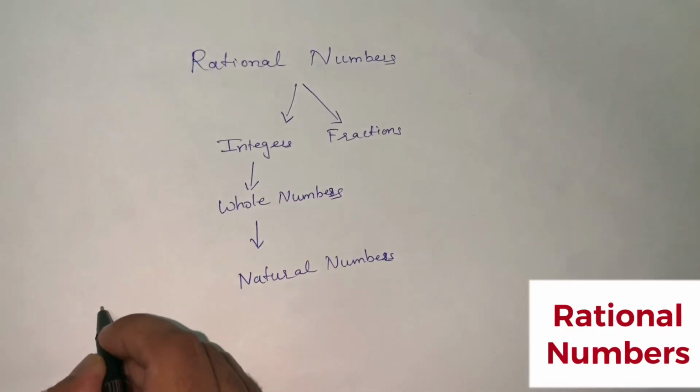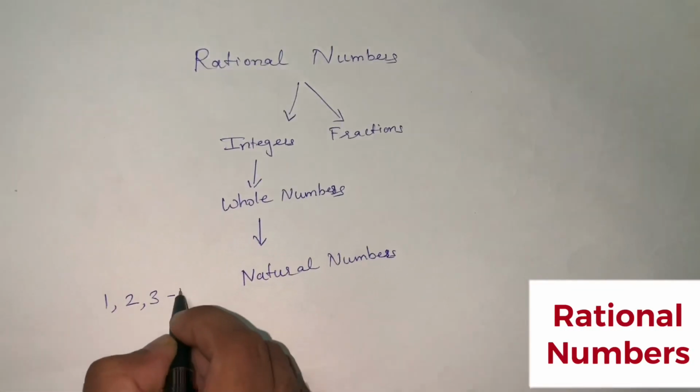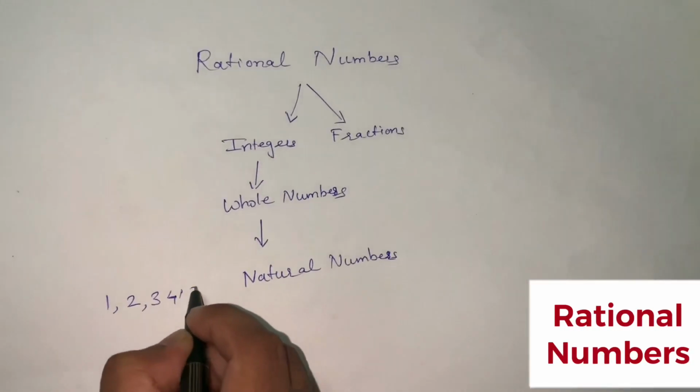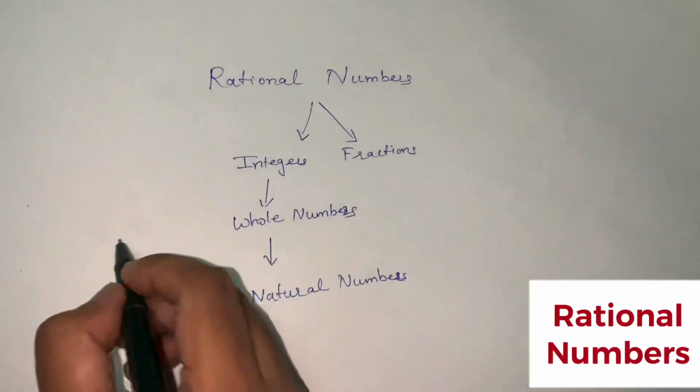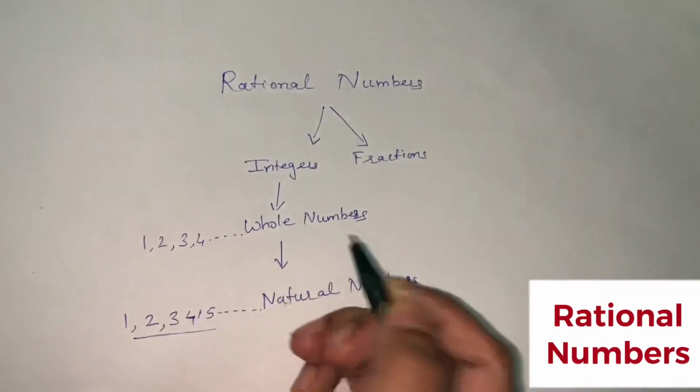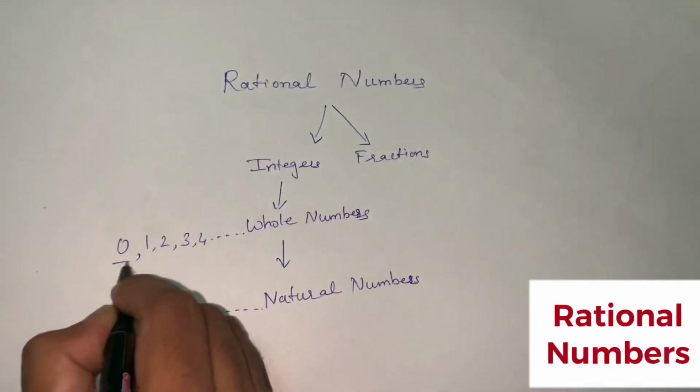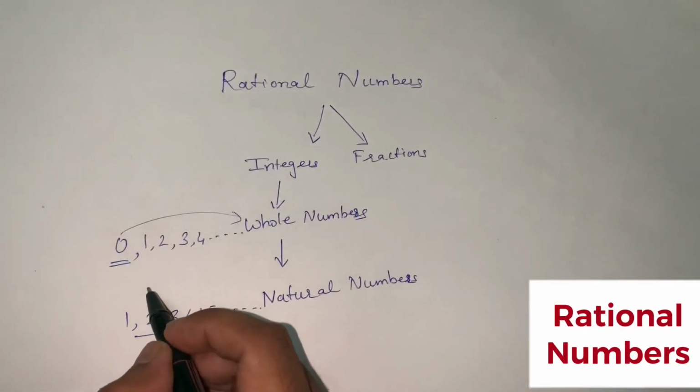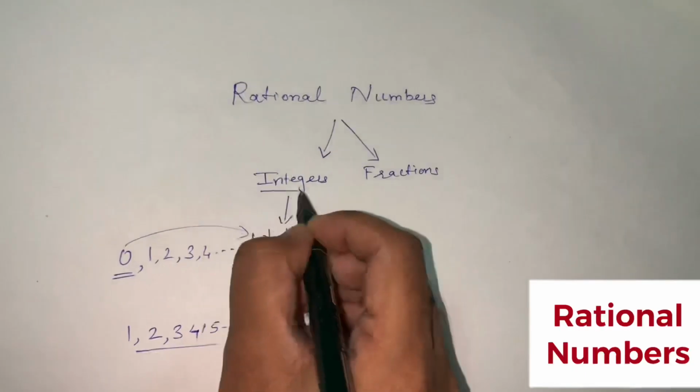Now why I've written below them one below the other is because the natural numbers, that is 1, 2, 3, 4 and so on till infinity, these numbers also come in whole numbers 1, 2, 3, 4 and so on, but they start with 0. So 0 is the starting number in whole numbers.